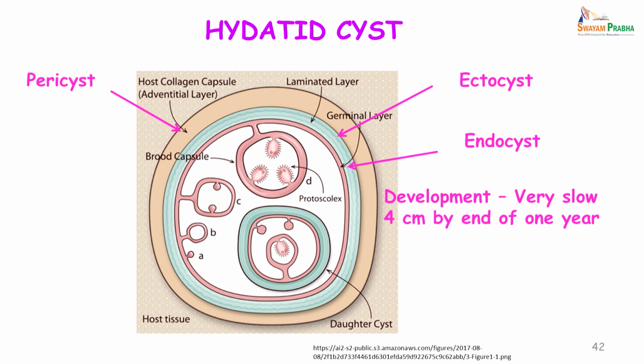The development of the hydatid cyst is very slow. It grows at the rate of 4 centimeters per year, and therefore, once a person is infected, he may not present with symptoms until many years later, when it has become large and has started producing pressure effects.